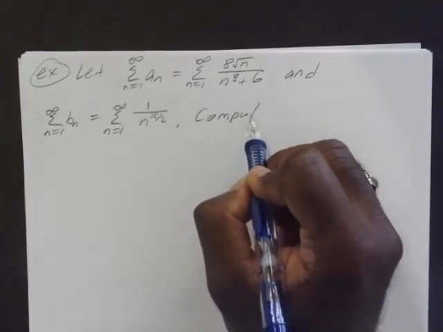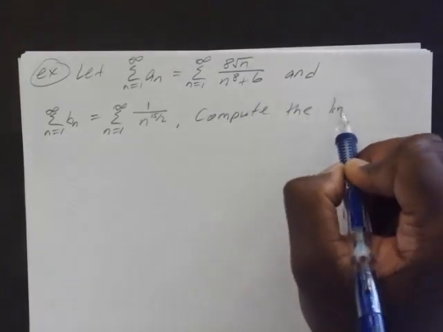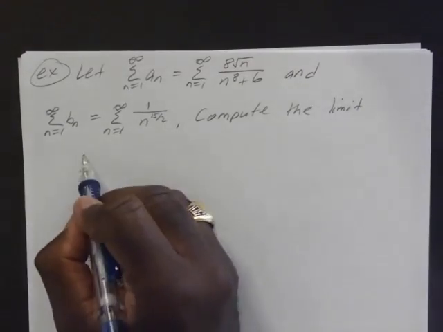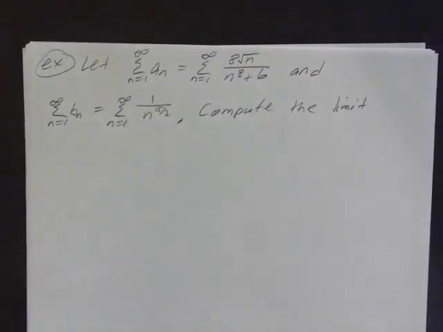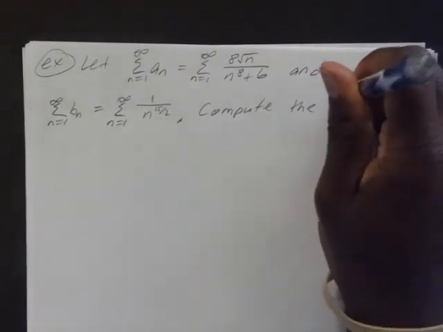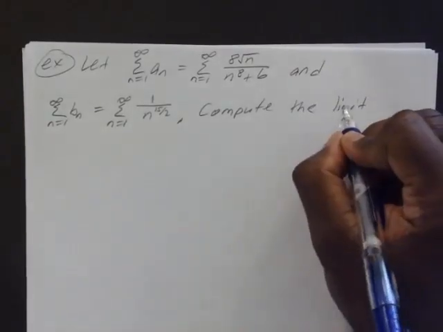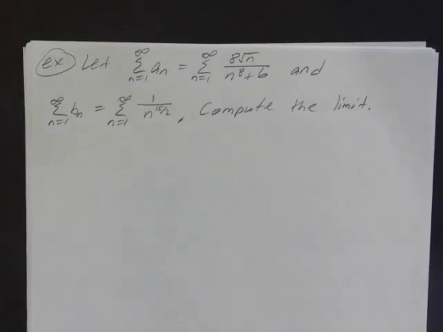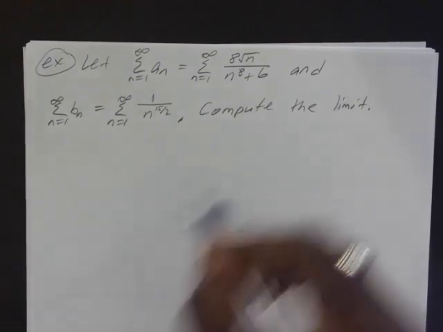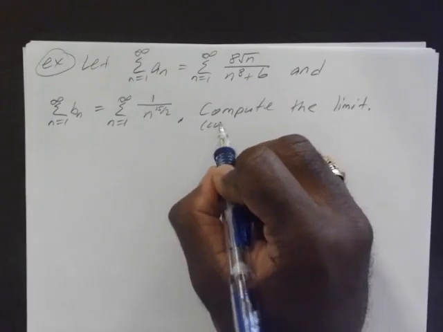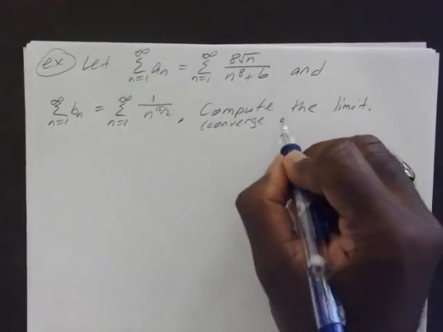So we want to compute the limit for both of those. By compute the limit, we just want to know converge or diverge.